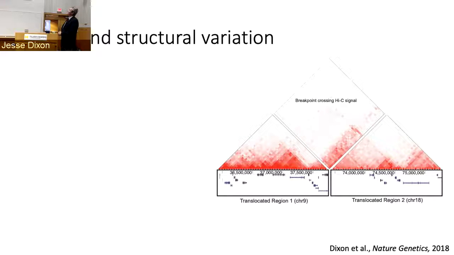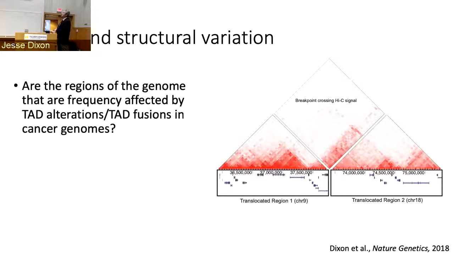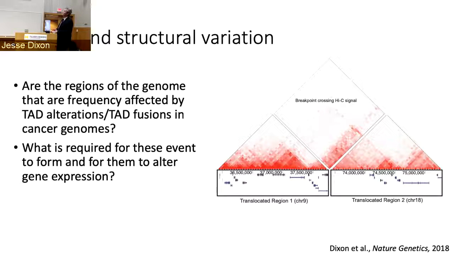So basically we were able to see these patterns, and we thought this was interesting, but we had a few questions that we wanted to address. One is being able to identify these: are there regions that we can find where there are recurrent alterations to TADs in cancer genomes? And two, in the event that these were forming, is there anything in particular that's actually required for them to form or to contribute to oncogene or gene expression changes or gene dysregulation?